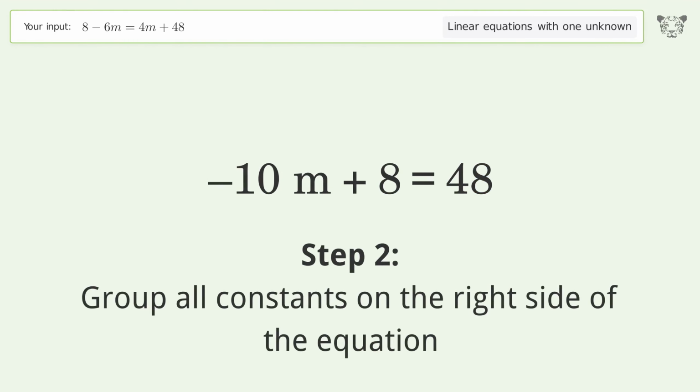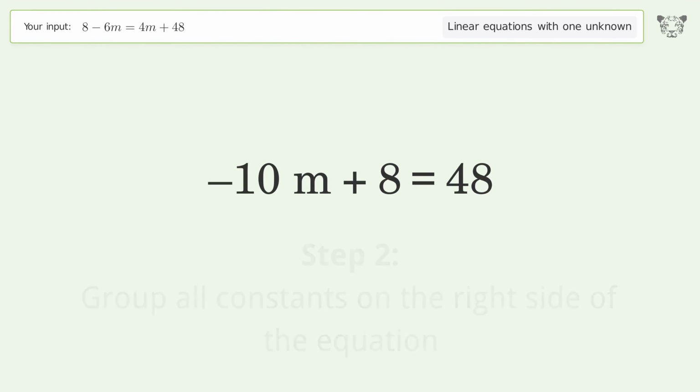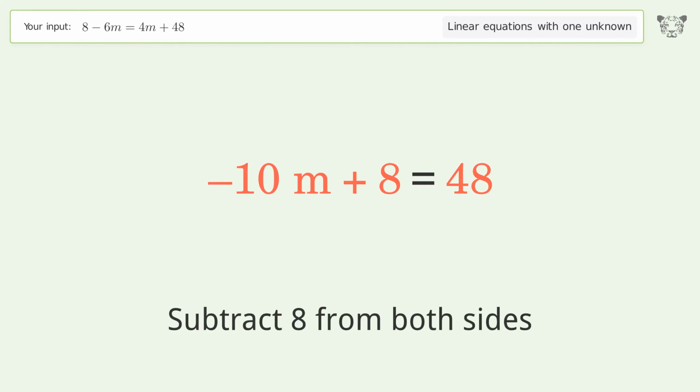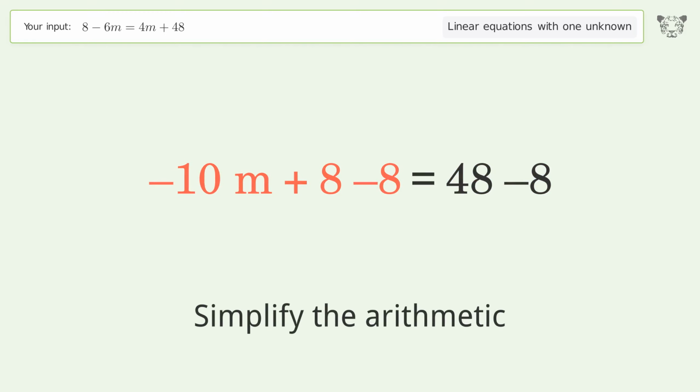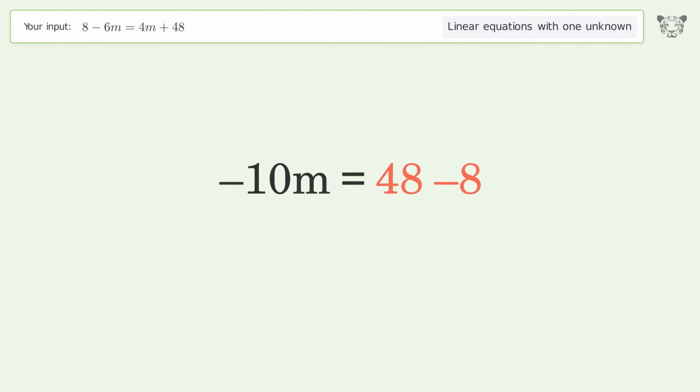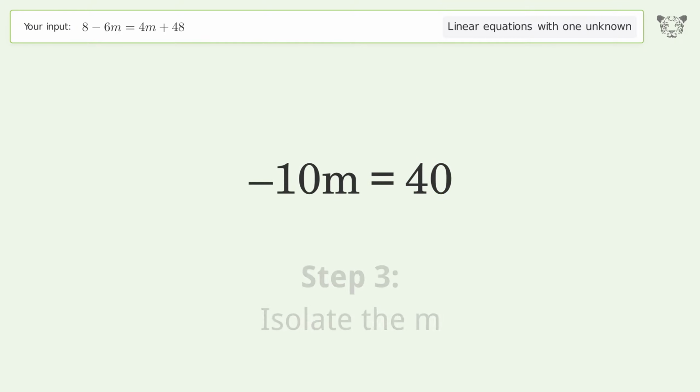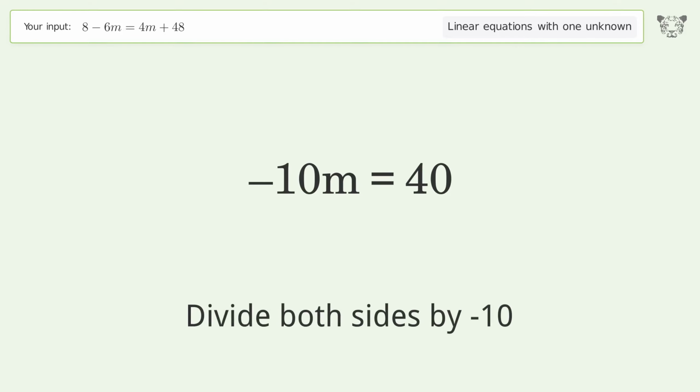Group all constants on the right side of the equation. Subtract 8 from both sides. Simplify the arithmetic. Isolate the m. Divide both sides by -10.